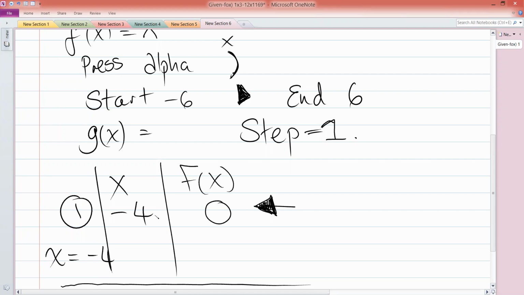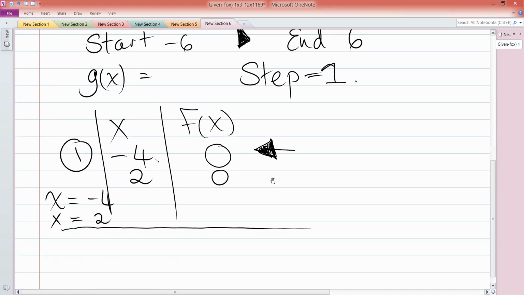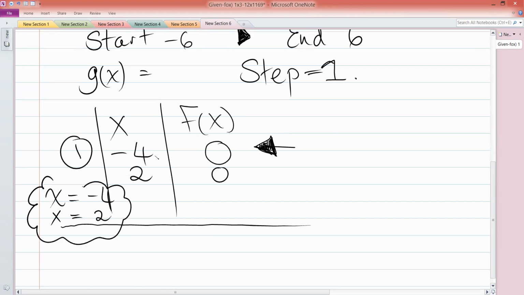Let's see, is there another one that we can read off here? Scroll down, what's the next one you see? Perfect. The next one is 2, so that's another factor. x is equal to 2. Let's carry on. Okay, so those are the ones we've seen. So we've identified 2 factors, okay?